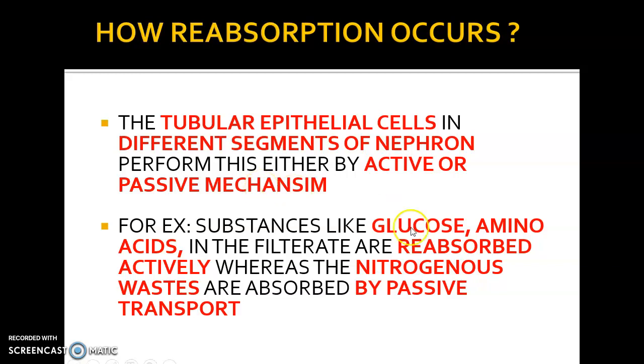For example, substances like glucose and amino acids in the filtrate are reabsorbed actively. So you know what we mean by an active process? In an active process, there is always an expenditure of energy or ATP molecules, whereas the nitrogenous wastes are absorbed by passive transport. So in reabsorption, what did we observe? We observe that the tubular part of the nephron is mainly concerned with the maximum absorption of water, nutrients, as well as salt.